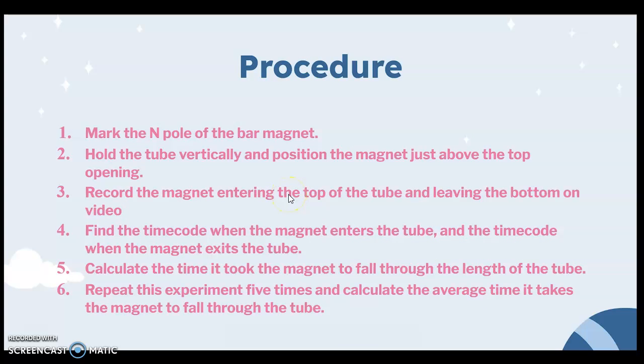So the procedure is to mark the north pole of the bar magnet, hold the tube vertically and position the magnet just above the top of the opening, record the magnet entering the top of the tube and leaving the bottom of the tube, find the time code where it enters and exits, and then calculate the time it took for the magnet to fall through the length of the tube. And we repeat this experiment 5 times and calculate the average time it takes for the magnet to fall through the tube.